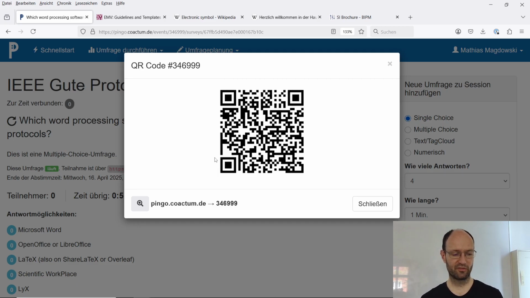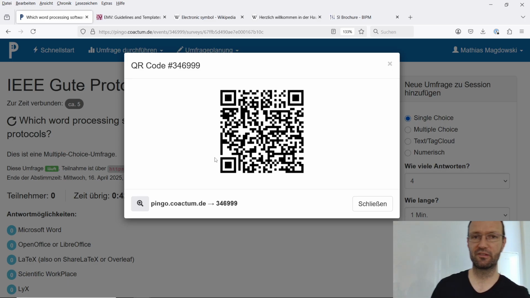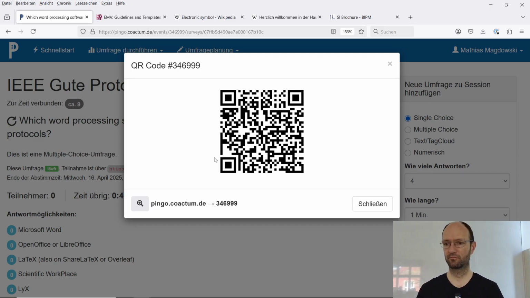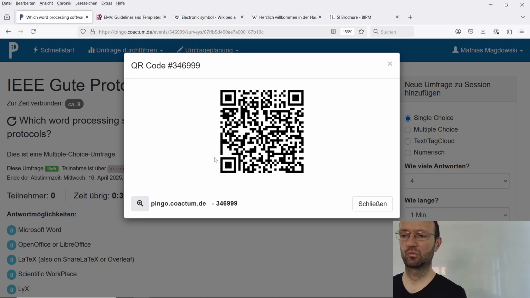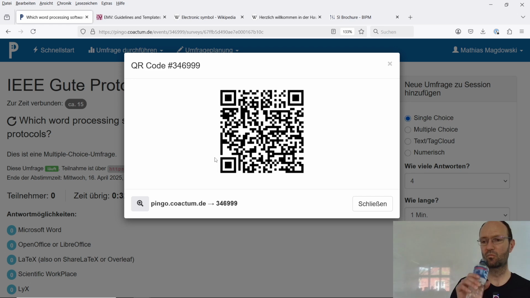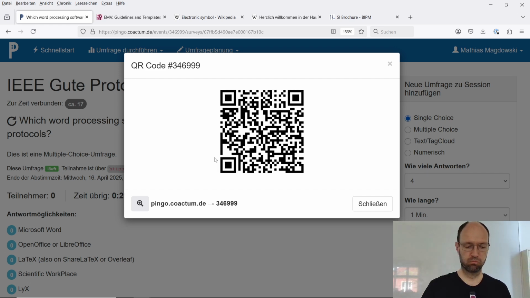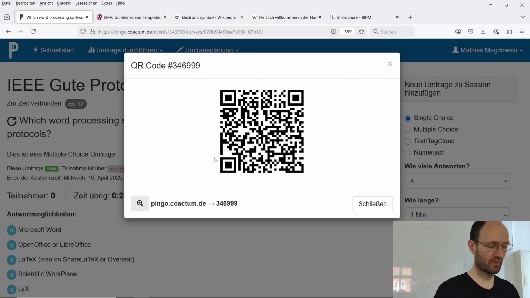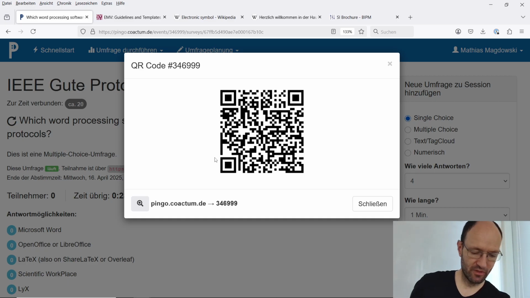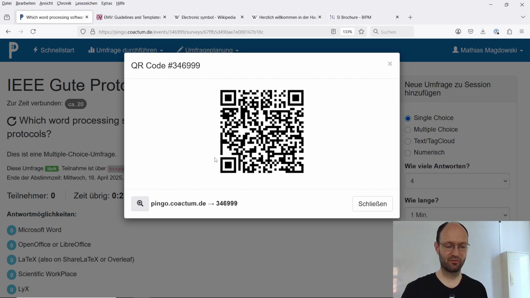And so the question is, which word processing software do you currently use to write protocols and stuff? And we already have 20 answers and something like 20 seconds left. But there's still some smartphone pointing at me, so I will still show the QR code.